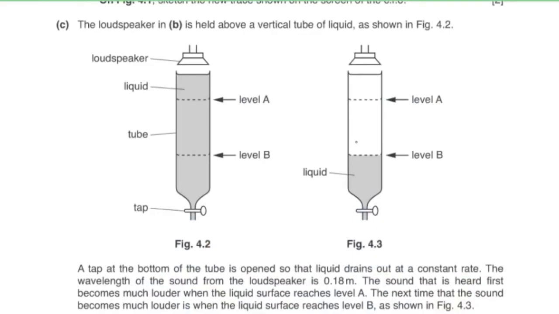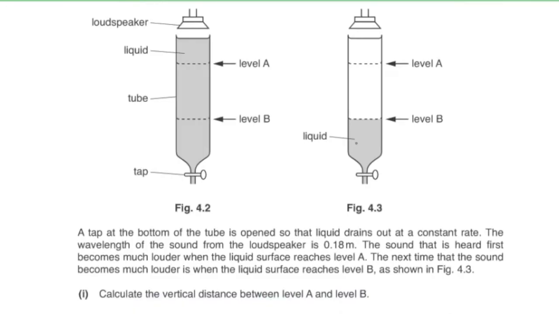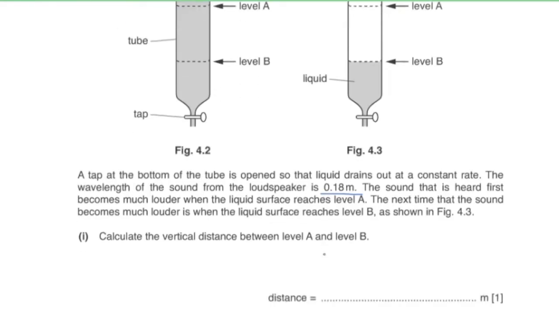Part C, the loudspeaker in B is held above a vertical tube of liquid as shown in figure 4.2. A tap at the bottom of the tube is open so that liquid drains out at a constant rate. The wavelength of the sound from the loudspeaker is 0.18 meters. The sound that is heard first becomes much louder when the liquid surface reaches level A. The next time that the sound becomes much louder is when the liquid surface reaches level B, as shown in figure 4.3. Part 1, calculate the vertical distance between level A and level B.